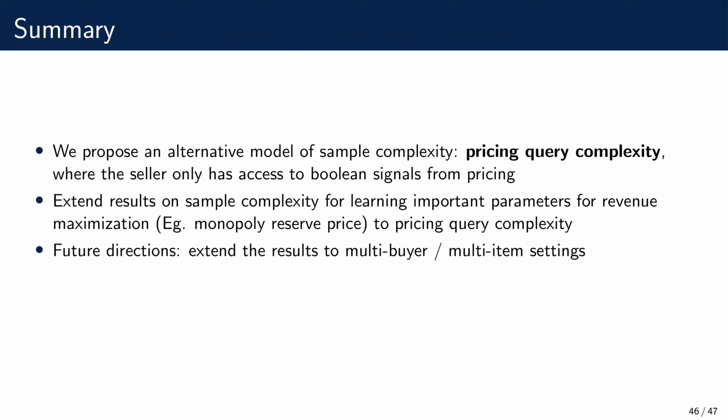Now I would like to conclude my talk. We propose an alternative model of sample complexity, the pricing query complexity, where the seller only has access to the Boolean signals from pricing, and we extend the results on the sample complexity for learning important parameters for the revenue maximization problem, for example the monopoly reserve price, to the pricing query complexity model. In the future, we can extend more results from the sample complexity literature to the pricing query complexity. And that's all. Thank you.